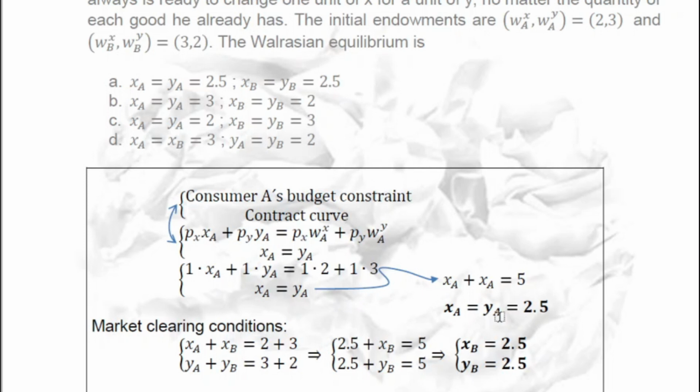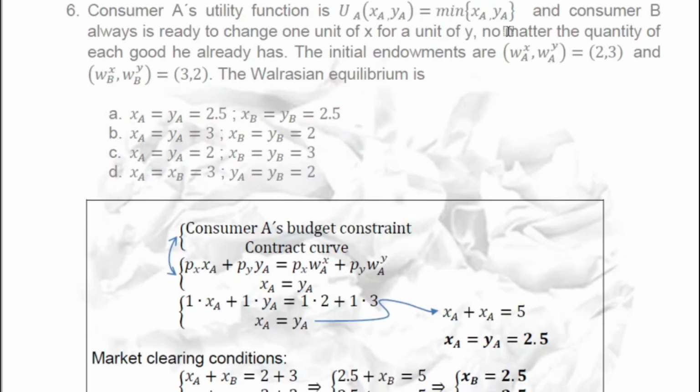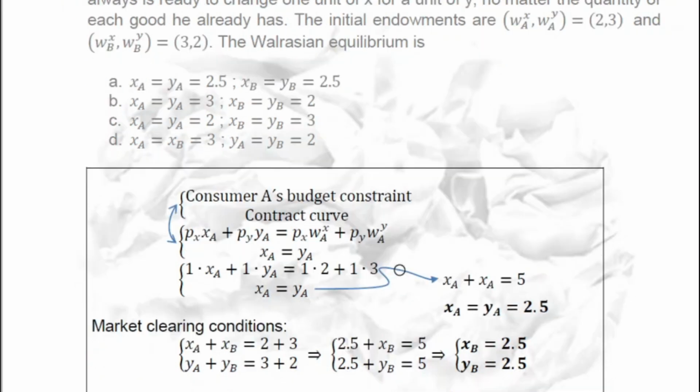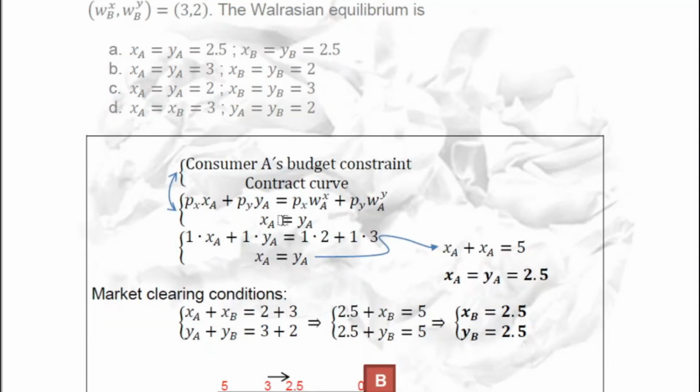What we are doing here is consumer A's utility maximization problem. We find this X equal to Y from equalizing the two components of the min function, and then we carry it to the budget constraint. Just in case you see that I'm doing it a different way than I usually do, in the end I'm doing the same. Then consumer A will demand 2.5 and 2.5.